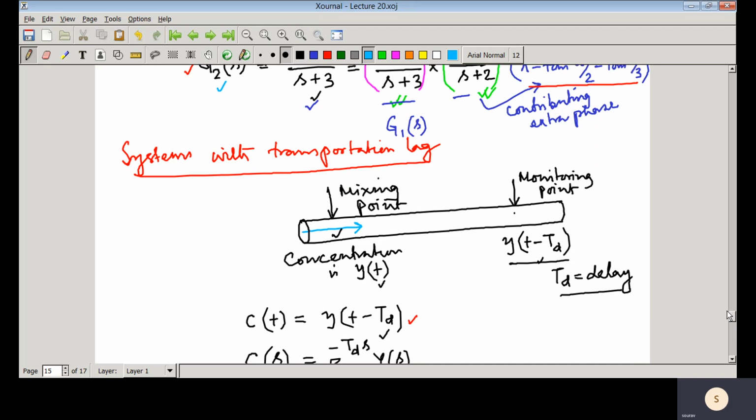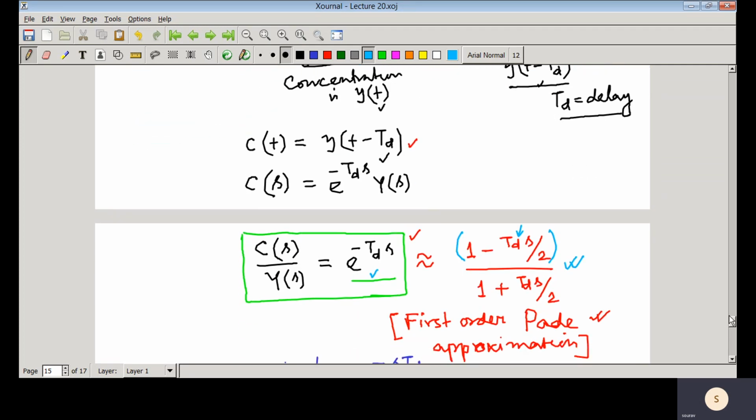Then we discussed the transportation lag. That means if there is any lag or delay in the loop, how to model it. It is modeled as e to the power minus Td s, and we learned a new thing: how to approximate it, because e to the power minus Td s is not a rational transfer function. To make it a rational transfer function, we can take the first order Pade approximation. With that approximation, e to the power minus Td s can be approximated by a proper transfer function, which is a non-minimum phase transfer function, because there is a zero on the right half of the S-plane.